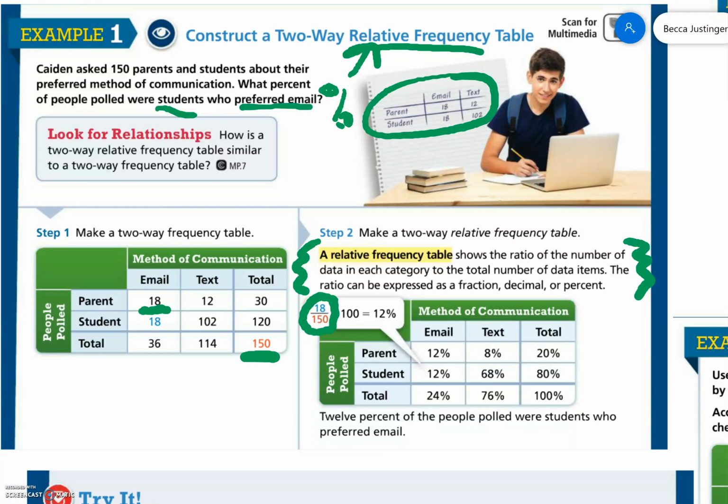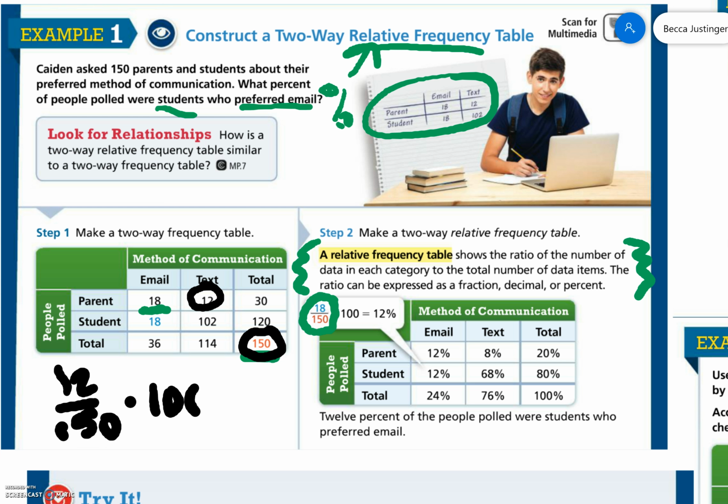Again, 18 divided by 150 gives you 12%. Next thing you do would be 12 divided by 150. So you do 12 over 150. And then you multiply by 100 to give us this 8%. So it literally just goes in the same spot on the relative frequency table, but you have to do the part over the whole and then multiply by 100 to find the percent. Still works as before, where if you add up 12 plus 8, you will get 20. 12 plus 68 is 80. 24 plus 76 is 100. And you can add down as well. That will also be your check.